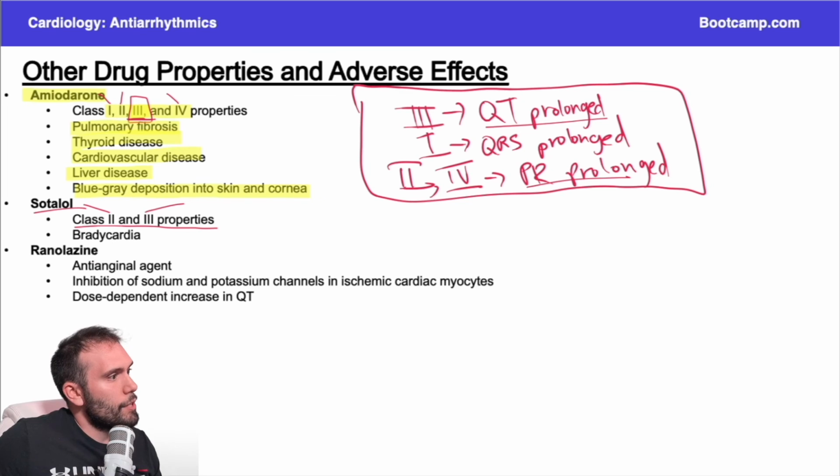Finally, this last one on here, this anti-anginal agent. We'll talk more about this in the angina lecture. I just put it in here because it also has some relevancy in that it inhibits sodium and potassium channels in ischemic cardiomyocytes, and it can cause a dose-dependent increase in QT. However, this particular drug is really not known to cause torsades, which is interesting because it can increase the QT.